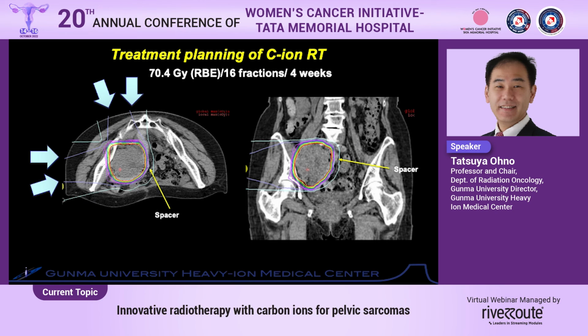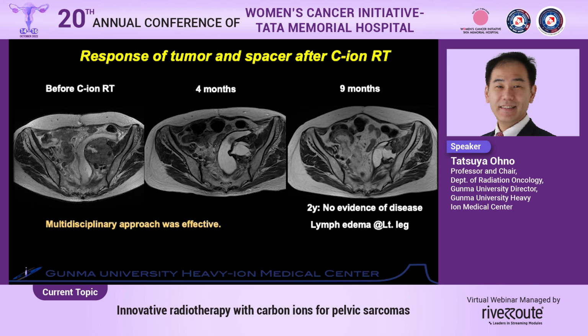This slide shows the dose distribution of carbon ion radiotherapy. 70.4 Gy RBE in 16 fractions over 4 weeks was given. Sufficient dose coverage as well as sparing of the GI tract was achieved by insertion of the spacer. This figure shows the response of the tumor and spacer after carbon ion radiotherapy. There is no evidence of disease 2 years after treatment, although the patient developed lymphedema at the left lower leg.